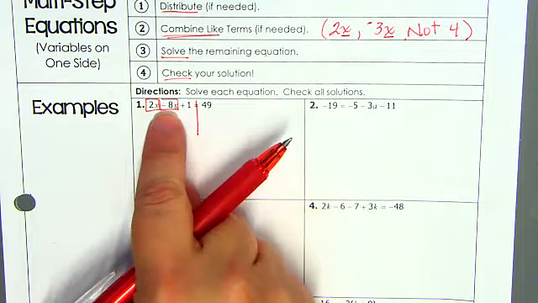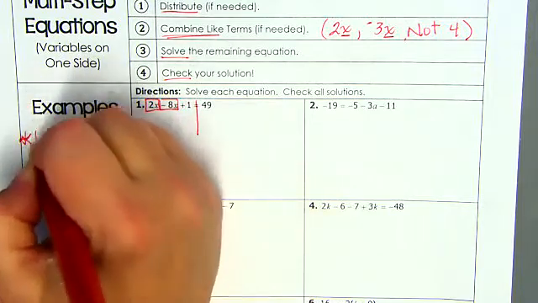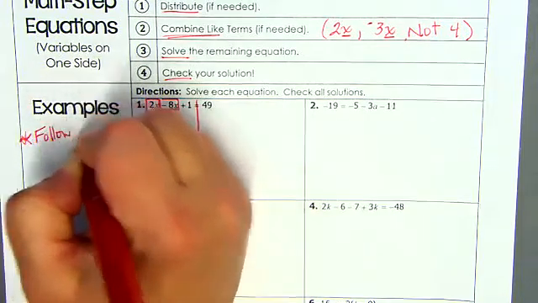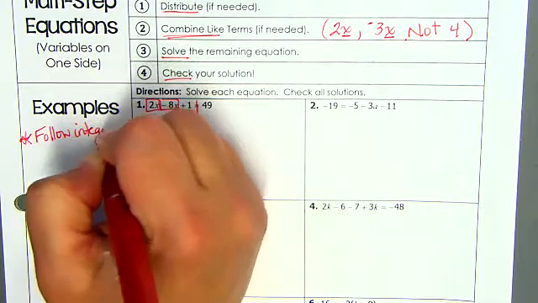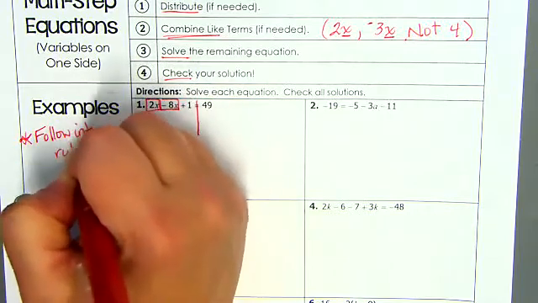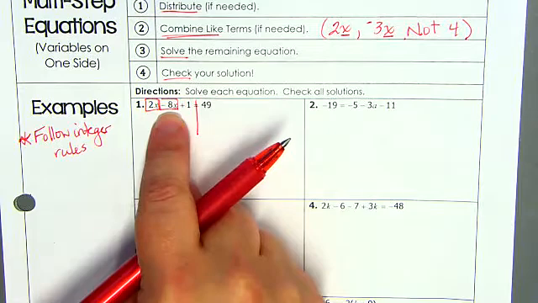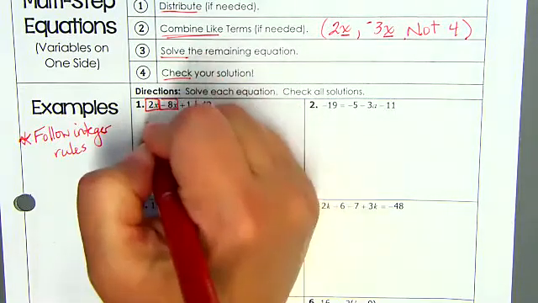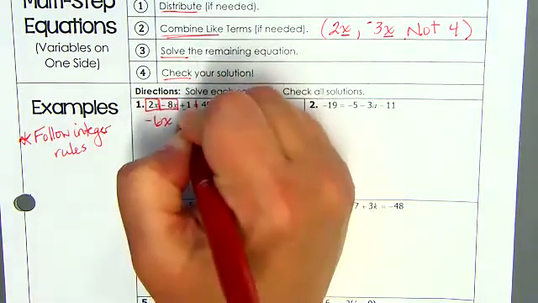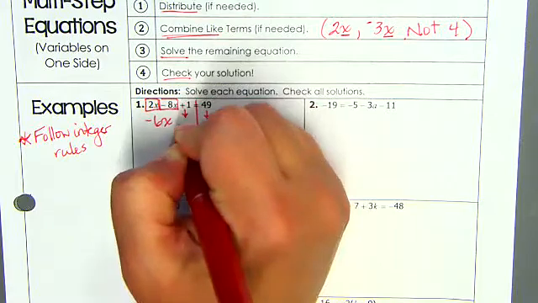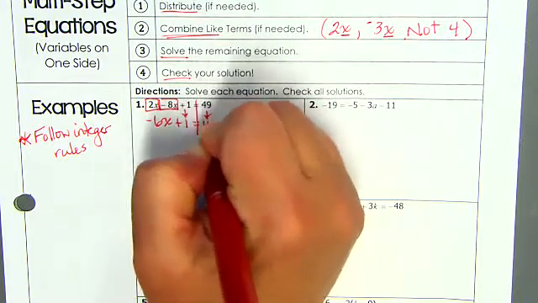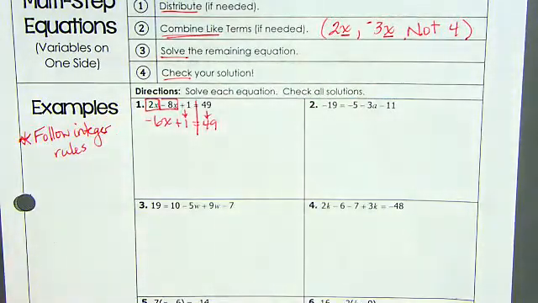I have to follow my integer rules. So remember, follow integer rules. So these are doing battle. The negatives are winning. Battle, I subtract. The negatives are winning. So this is going to be a negative 6x. And I bring down the rest. Plus 1 equals 49.